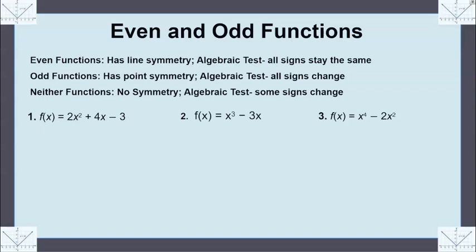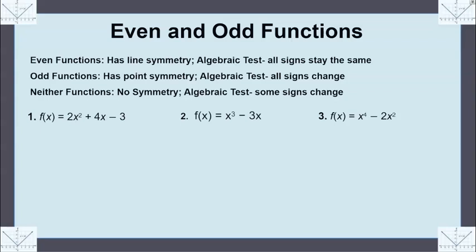You can describe a function as even, odd, or neither. So what is an even function? An even function has line symmetry. So if you see the graph, you can determine if it has line symmetry or point symmetry or no symmetry. So even functions have a line symmetry, so a vertical line.